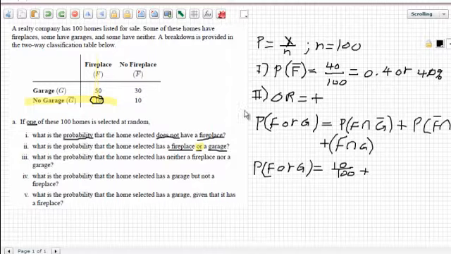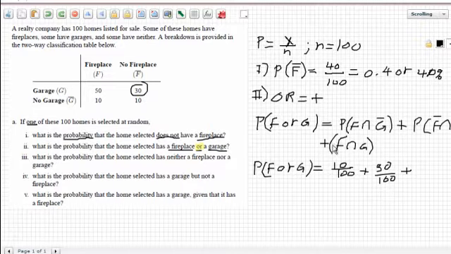Next probability. All right, so the next probability is the probability of me not finding a fireplace, so F bar, and finding a garage. Which one would that be? Well, that would be along this column over here, and it would be along the garage line over here. So it would actually be 30. So the probability of the home having no fireplace and a garage is going to be 30 out of 100.